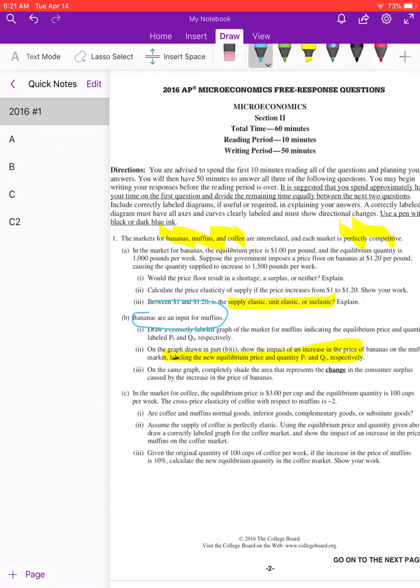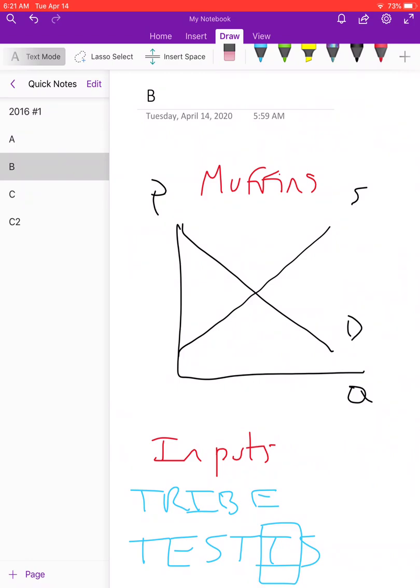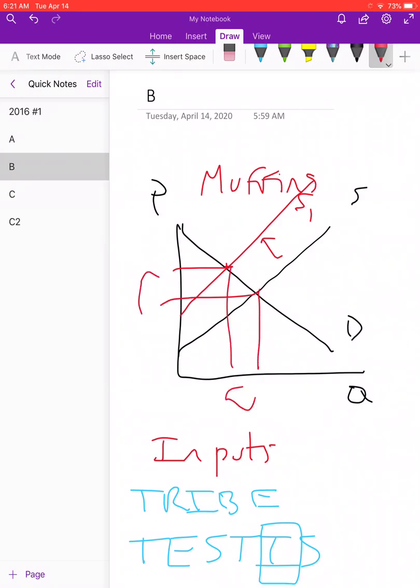If the price of bananas goes up, that is bad for muffins, because it's going to be more expensive to produce. That means the supply of muffins is going to shift to the left, and what we see is that the equilibrium price of muffins is going to have to go up, and the quantity available of muffins is going to have to go down.